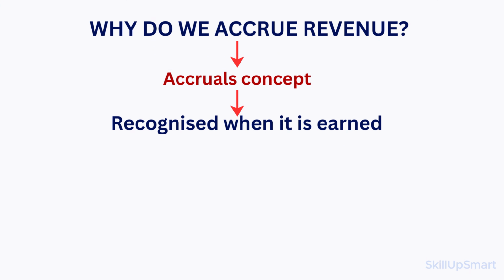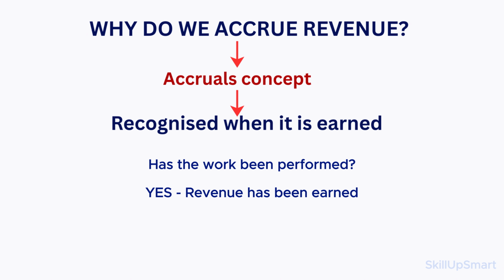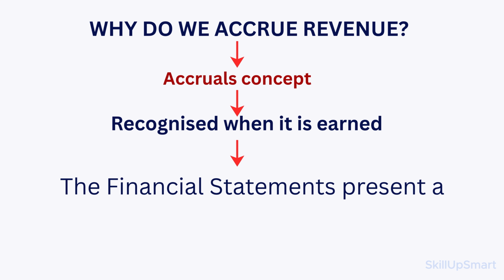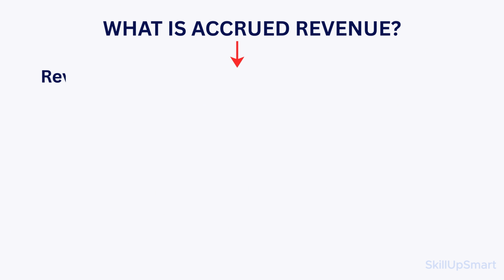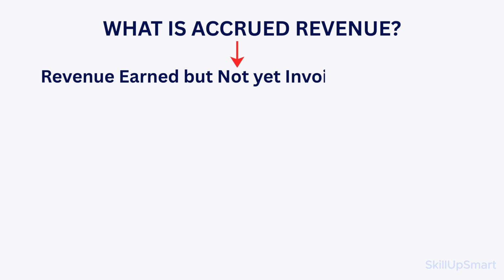The question accountants ask is, has the work been performed? If the answer is yes, then revenue has been earned. Even if no invoice exists, no cash has been received, the customer has not yet paid, the business has still earned the revenue, therefore revenue must be recognized. This ensures the financial statements present a true and fair view. What is accrued revenue? Accrued revenue is revenue earned but not yet invoiced or received. Think of it as, we have done the work, but the paperwork and payment will happen later.